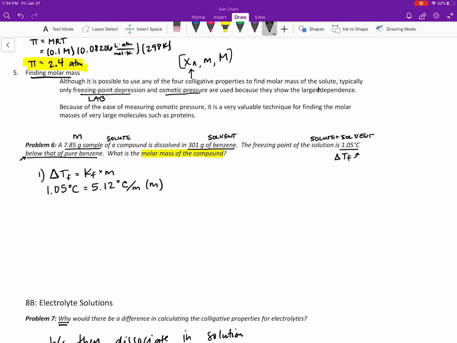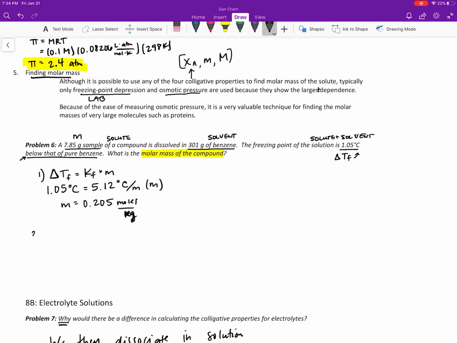So this is step 1. We're going to solve for molality by dividing the temperature by the constant, so we're going to take 1.05 divided by 5.12. I'm doing this with my calculator. This is going to give us 0.205 moles per kilogram.